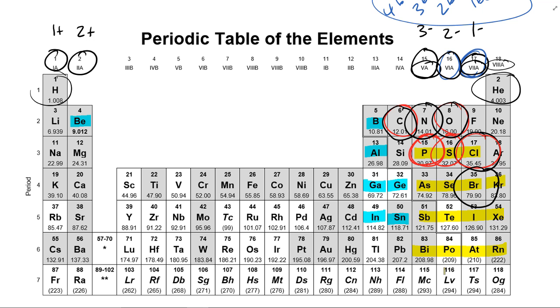Now, any ideas, first of all, why these might form more than a stable octet? And why I say something like nitrogen, oxygen, fluorine couldn't?